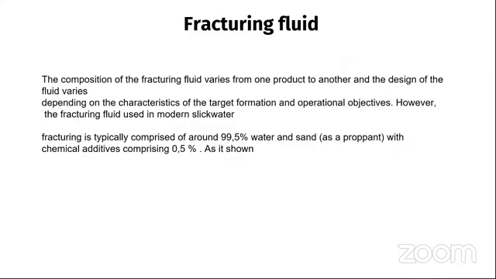The fracturing fluid. The composition of the fracturing fluid varies from one product to another, and the design of the fluid varies depending on the characteristic of the target formation and the operation objective. However, the fracturing fluid used in modern slickwater fracturing is typically composed of around 99.5% water and sand as proppant, with chemical additives comprising 0.5%, as shown on the diagram.